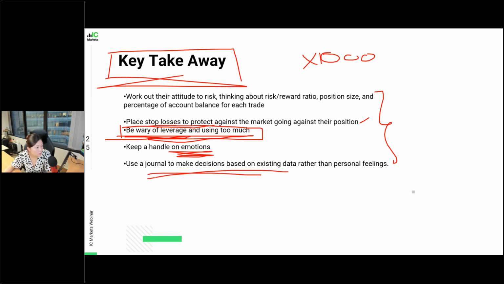I deposited in SGD. How to manage the lot size since my account is in SGD? You can calculate it SGD-wise. It's the same calculation. Yeah, the method is the same. Okay, it's just different currency pairs.